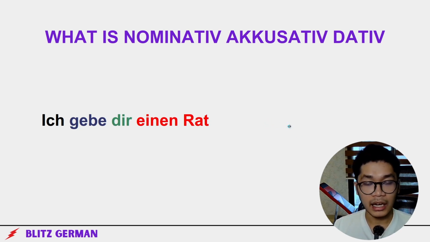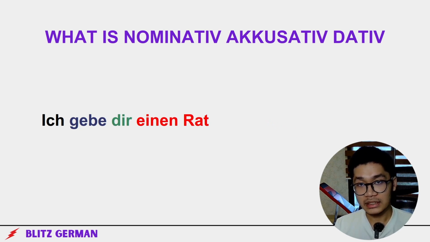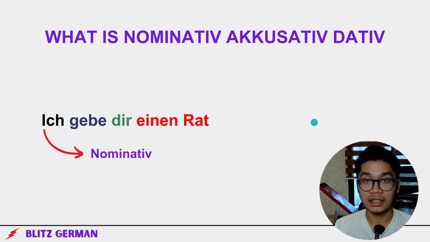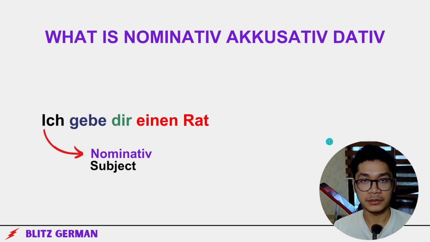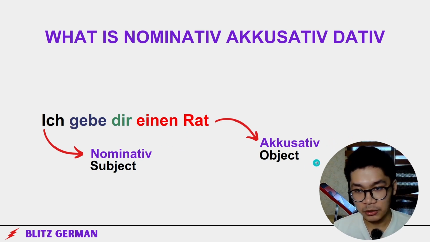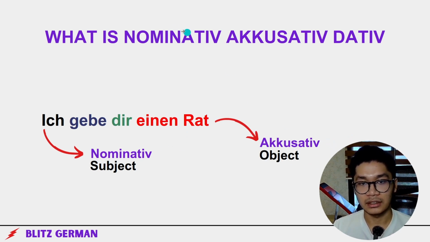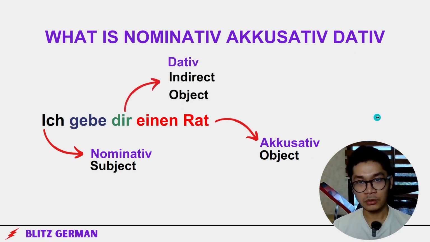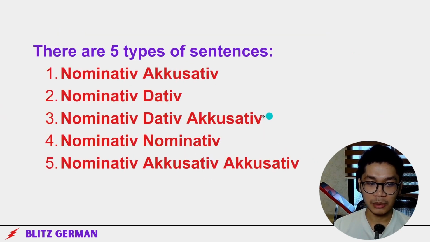Okay, another example is "ich gebe dir einen Rat." That means I am giving you an advice. Who is giving you an advice? I am. So ich gebe dir einen Rat. Ich, nominative. What am I giving? An advice. Einen Rat. Akkusativ. Okay, one is nominative, one is accusative. What's the last thing? Dative. Yeah. Woo! Good.